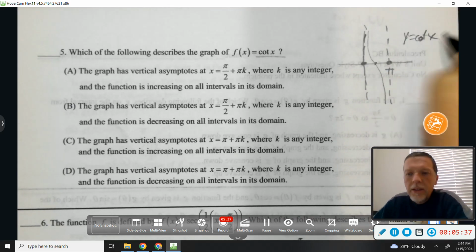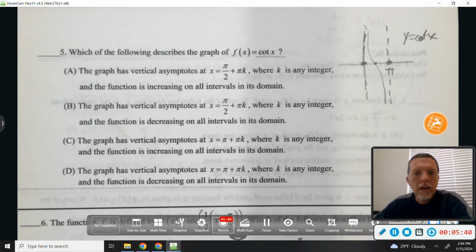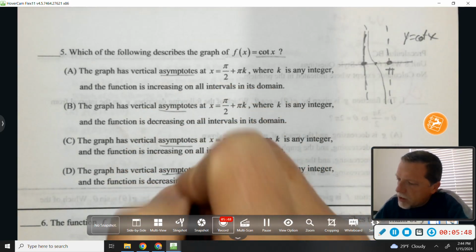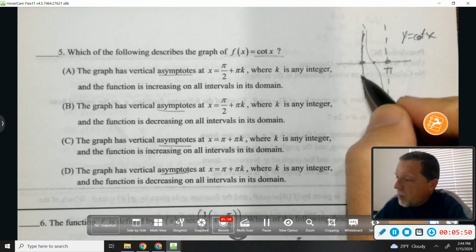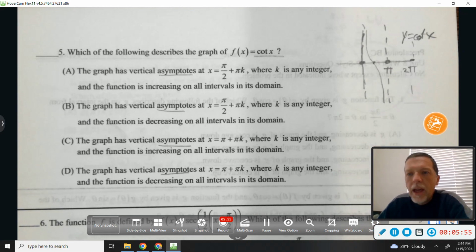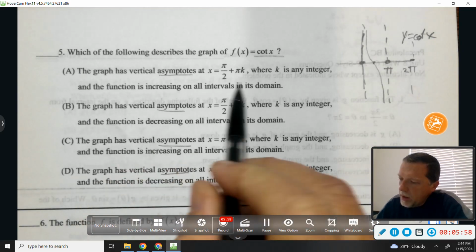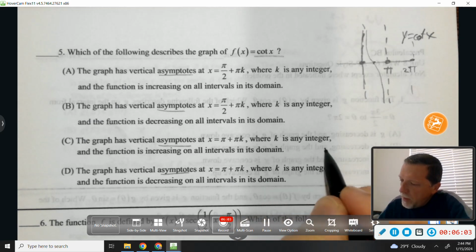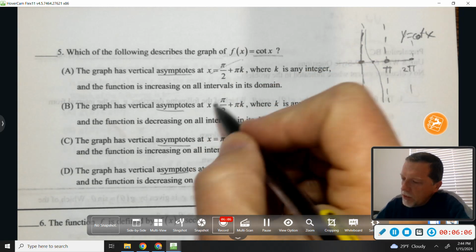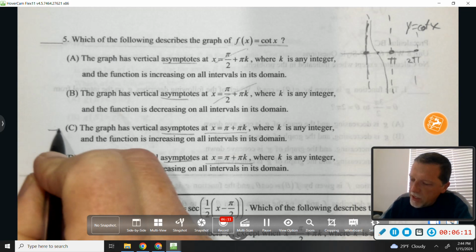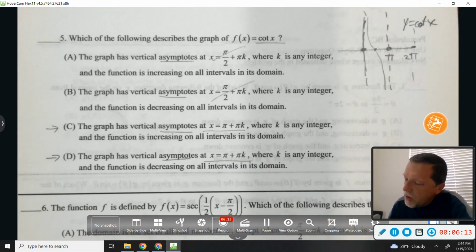Now, possibly I could have answered all those questions without a graph, but I think the graph's going to make it easier for me, because all the questions are about vertical asymptotes. So maybe before I even look at the answers, it looks like all the asymptotes are multiples of pi. So those two are out. Pi plus k pi, those would be multiples of pi. So C and D are looking good for asymptotes.